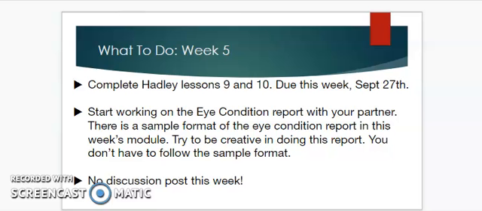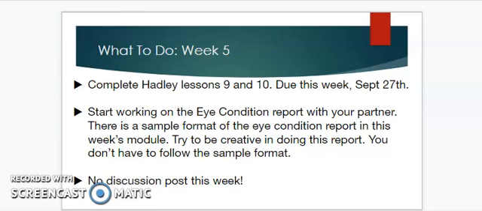Apart from the readings, Hadley lessons 9 and 10 should be completed. So all 10 lessons are due at the end of this week, which is September 27th. No extensions will be granted. So make sure you're done with all Hadley lessons by the end of this week.